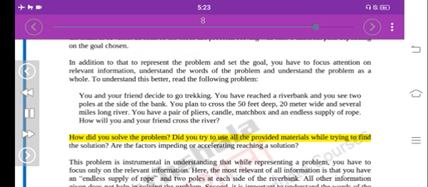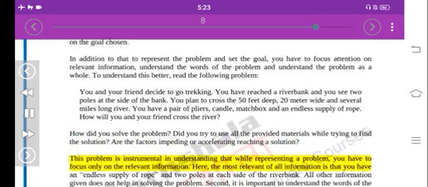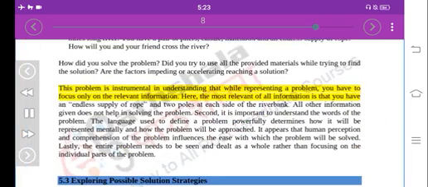How did you solve the problem? Did you try to use all the provided materials while trying to find the solution? Are the factors impeding or accelerating reaching a solution? This problem is instrumental in understanding that while representing a problem, you have to focus only on the relevant information. Here, the most relevant of all information is that you have an endless supply of rope and 2 poles at each side of the riverbank. All other information given does not help in solving the problem.